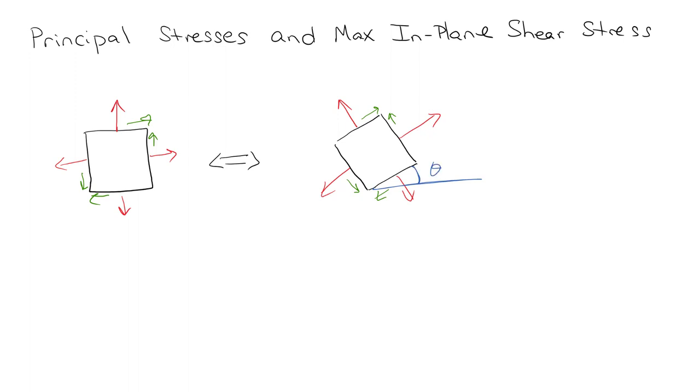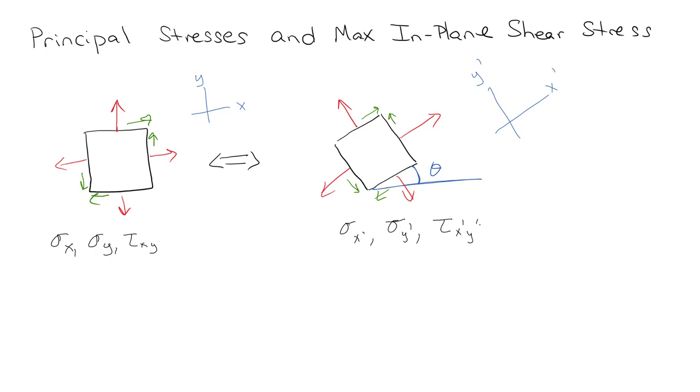We were able to figure out, if this was in the y and x axes and this was in the y prime and x prime axes, how to relate sigma x, sigma y, and tau xy to sigma x prime, sigma y prime, and tau x prime y prime. These are all dependent upon theta, so the more I rotate it, the more those prime values change. So the question is, at what orientation do those shear and normal stresses maximize or minimize? Where do they become extreme?